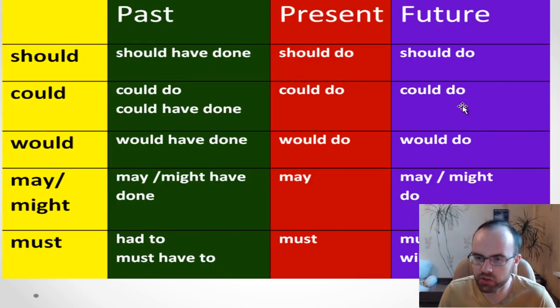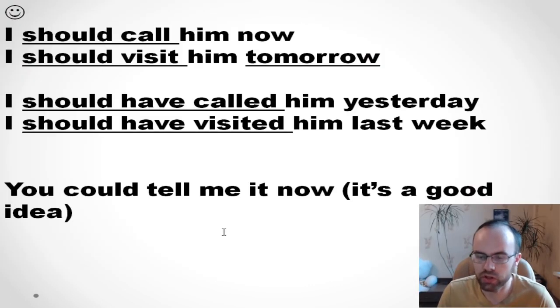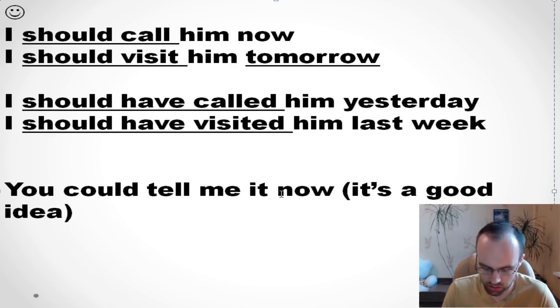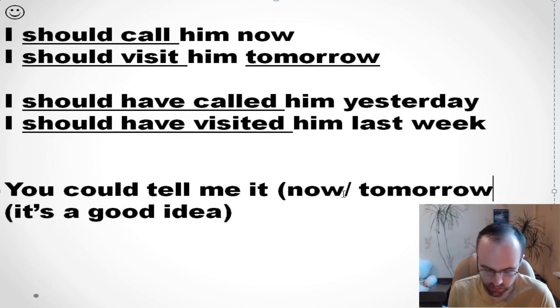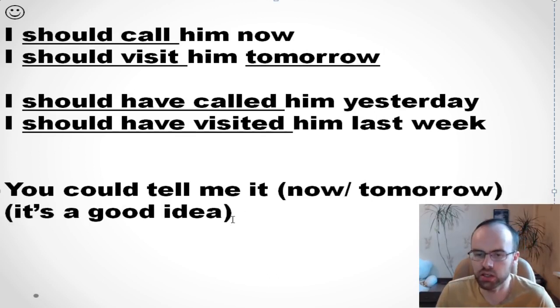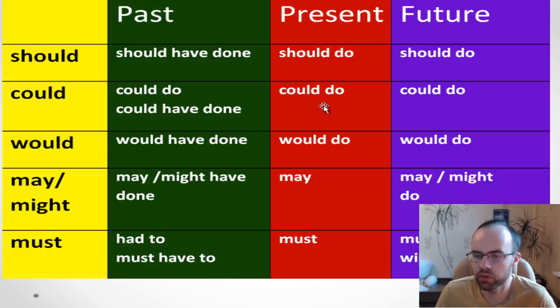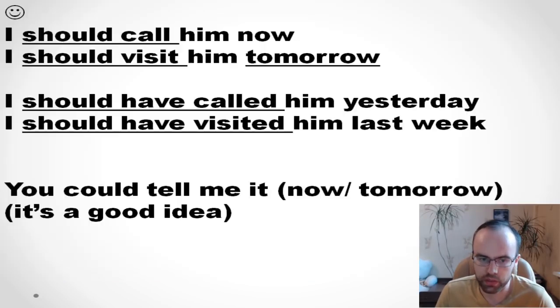So it can be about the future. So you could tell me it not only now, but you could tell me it tomorrow. So it's also okay to say it. So you could tell me it tomorrow. So we use this modal verb for the present and for the future. So if you're talking about the past, you can use could do, so could plus verb, or could have done. Could have plus the third form.